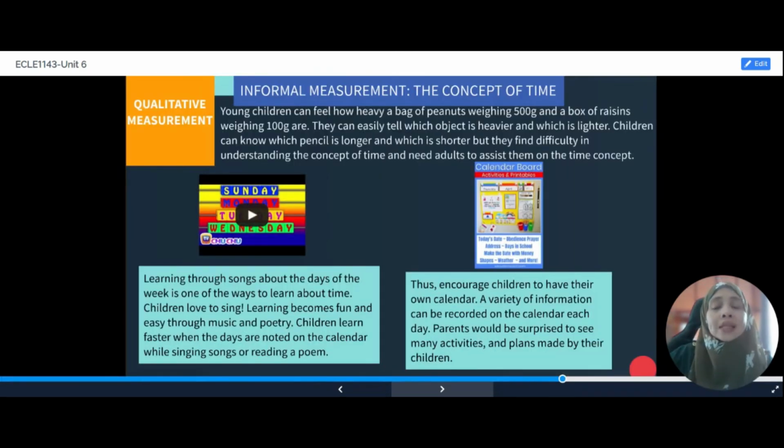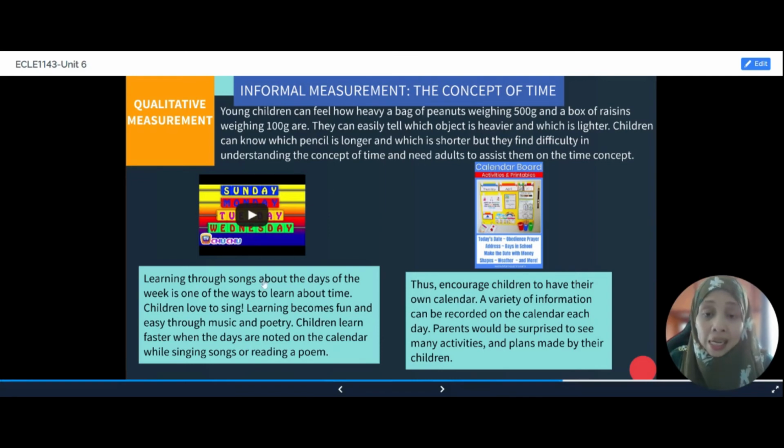Alright, tadi quantitative measurement. Sekarang qualitative measurement. Qualitative measurement sesuatu perkara yang sering berubah. Hari, ya. Selalunya untuk dia belajar tentang hari ni, kita boleh ada aktiviti untuk setiap hari tu supaya dia tahu, oh, Monday kita buat ni, Selasa kita buat ni, Rabu kita buat ni. Associate with the day itself.